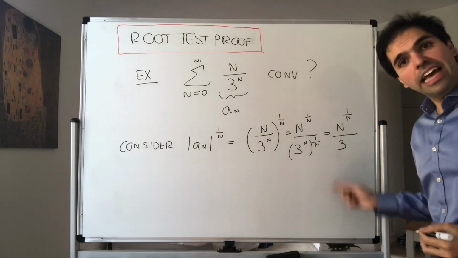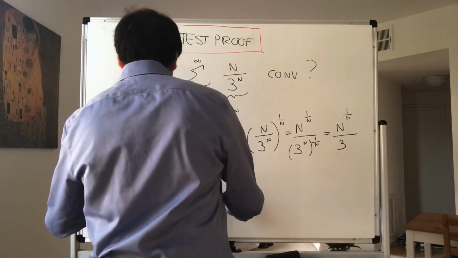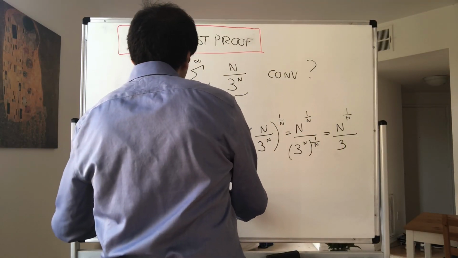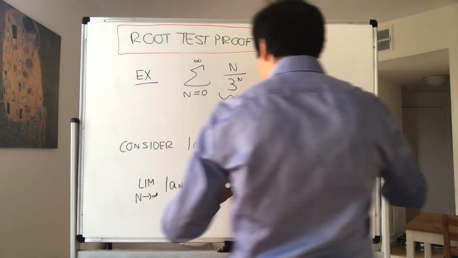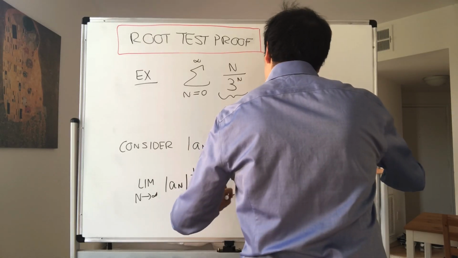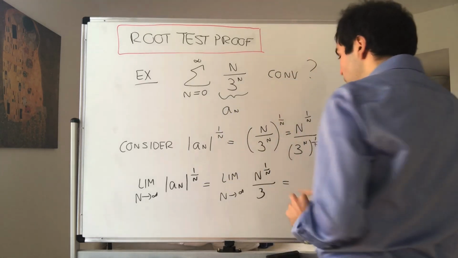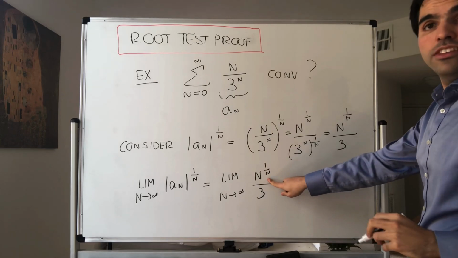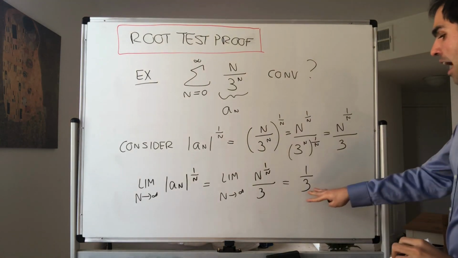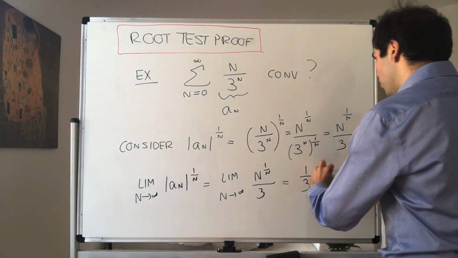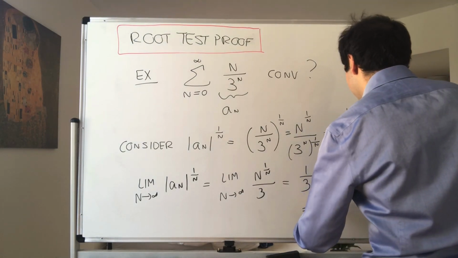That's the first thing, and the next step is just to consider the limit of this as n goes to infinity. So the limit as n goes to infinity of a_n to the 1 over n is the limit as n goes to infinity of n to the 1 over n over 3. But remember, in a previous video I've shown that n to the 1 over n goes to 1. So in the end, we're left with 1/3. Because that number is less than 1, we can conclude that the series converges. And in fact, it converges absolutely.